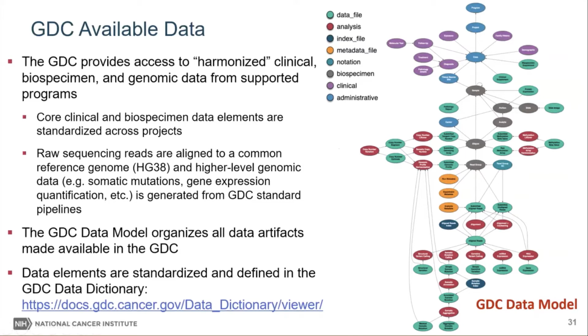Higher level genomic data such as gene expression quantification and somatic mutations are generated from GDC standard pipelines. Details about these pipelines can be accessed from prior GDC webinars on GDC bioinformatics pipelines. The figure on the right, commonly referred to as the GDC data model, shows how the GDC data is organized. I'll not be talking about the details of this crowded figure, which is also available on the GDC website, but as you can see from the legend, GDC provides data files, analysis files, index files, metadata, annotations, biospecimen, clinical, and administrative data.